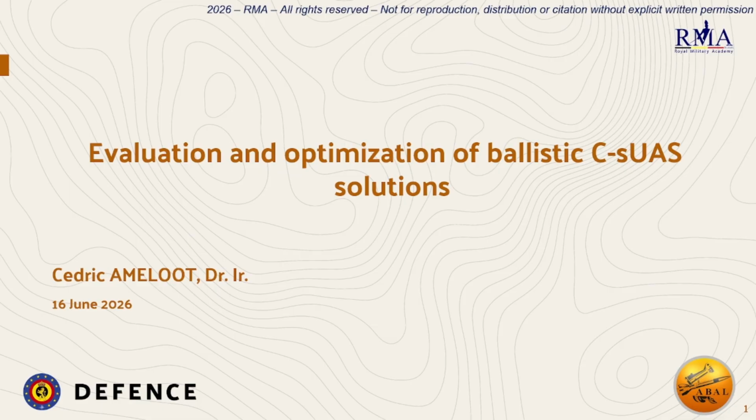Over the past decade, the proliferation of small, cheap and easily modifiable commercial drones has fundamentally changed the modern battlefield. They are used for intelligence, surveillance, reconnaissance, and increasingly as direct attack ammunitions. As the threat has evolved, so must our countermeasures. Today I'm going to walk you through an original framework and software tool we've developed to assess how effectively traditional and modernized ballistic weapon systems can neutralize these threats.